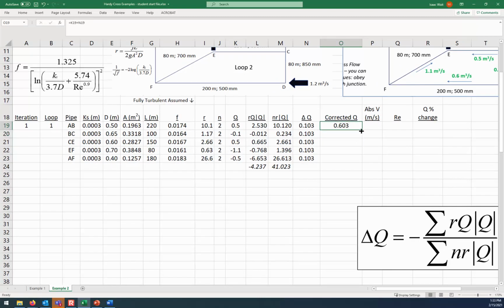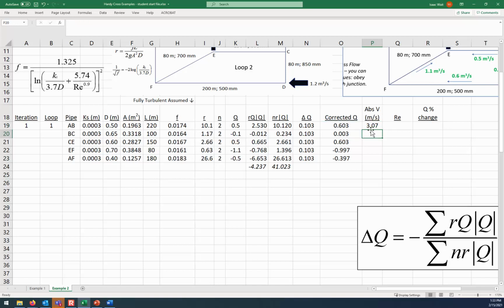Now that I can drag down through all of them, I now have an updated flow rate. And let's calculate the absolute velocity. That would be ABS for absolute value, and then V is Q divided by area. So Q divided by area.